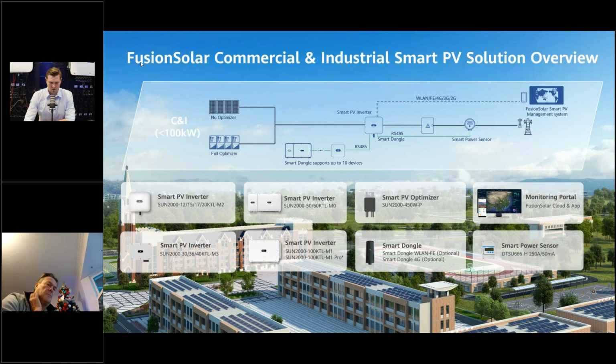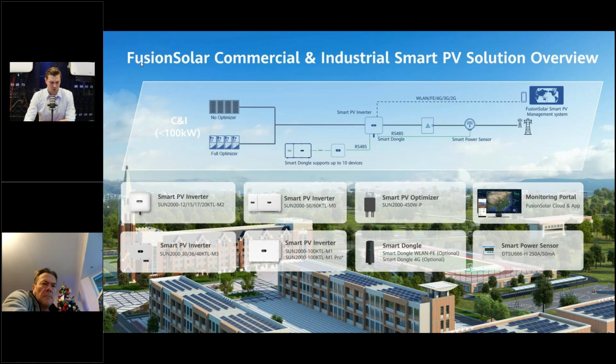Okay, so the M2 series starts from 12 to 20 KTL M2. The M2 series has all the functionalities behind optimizers that I have talked about before. So all this rapid shutdown function and also AFCI function, PID function, all those functions are also available in M2. The only difference between M1 and M2 is that they can withstand and transfer more power, and there is no battery input, unfortunately. So those are M2 inverters.